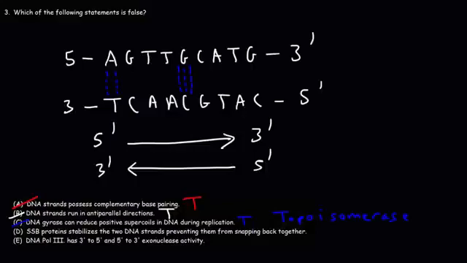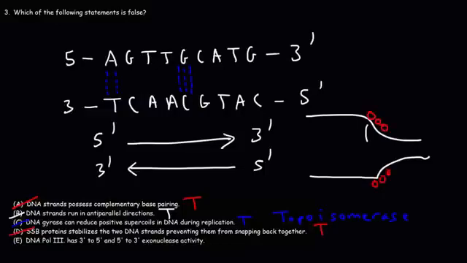Now let's move on to part D. SSB proteins, or single-stranded binding proteins, stabilize the 2 DNA strands, preventing them from snapping back together. That is a true statement. So earlier in the video, the SSB proteins were here, and they prevent the 2 strands from snapping back together. They also protect the strands from cleavage, so keep that in mind.